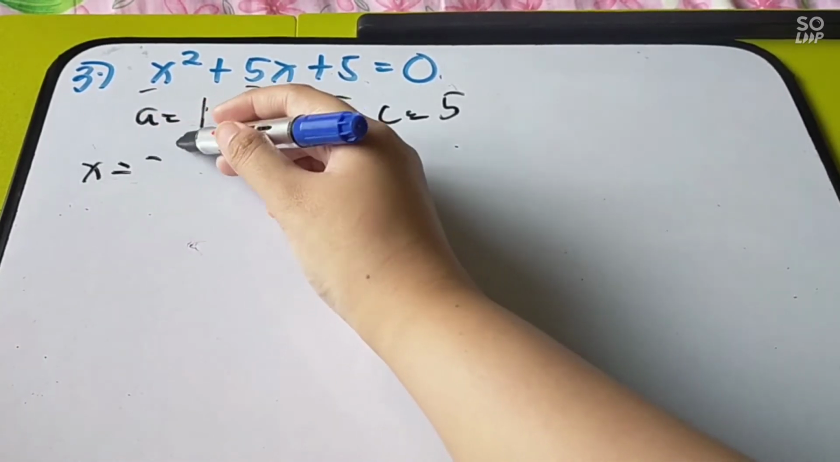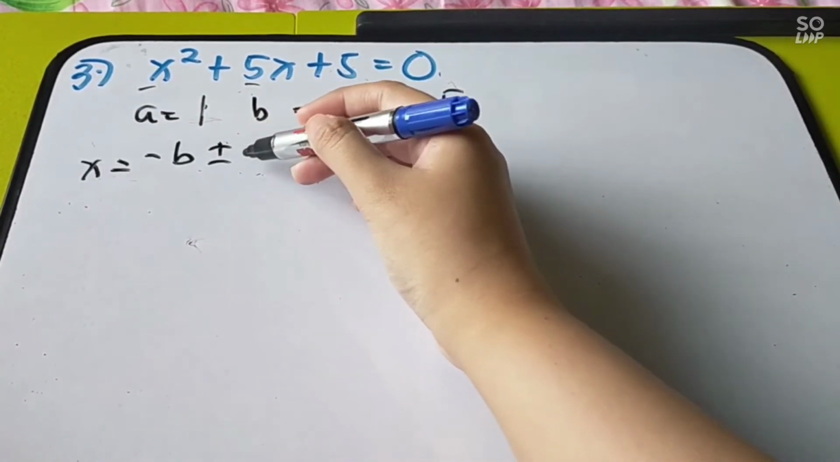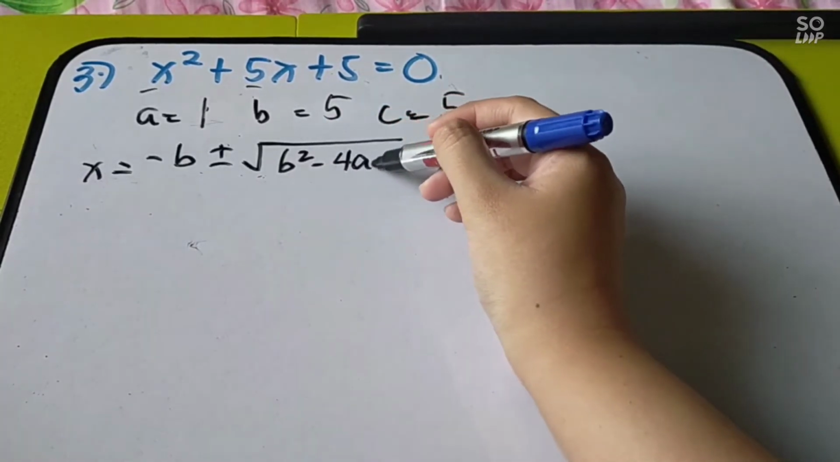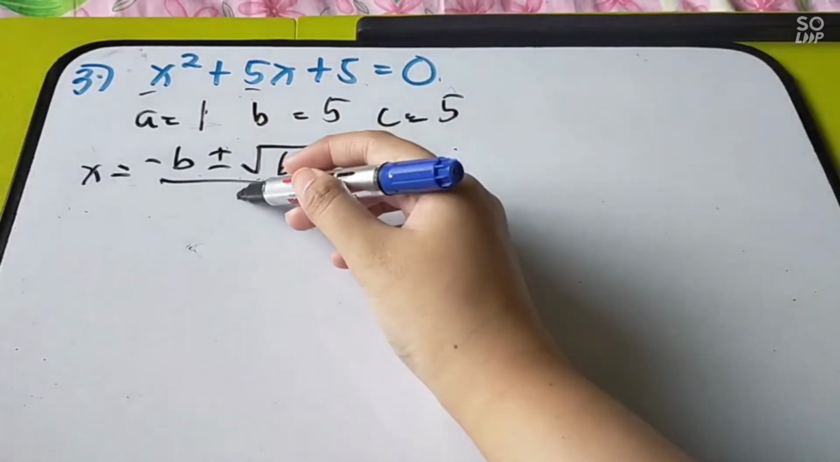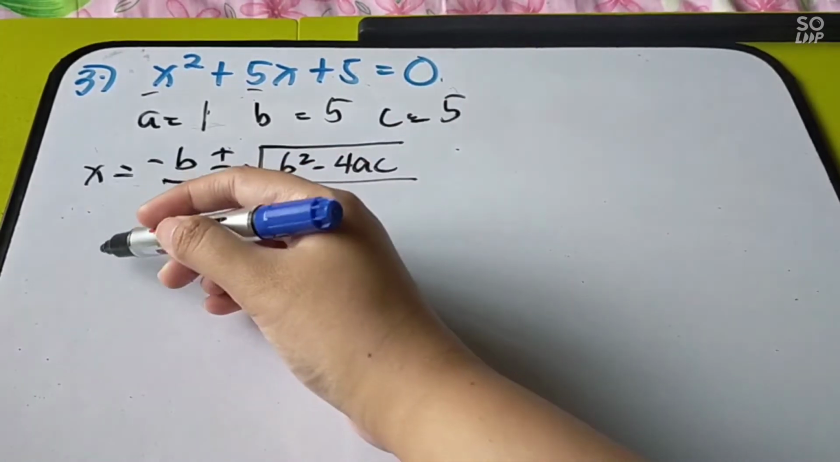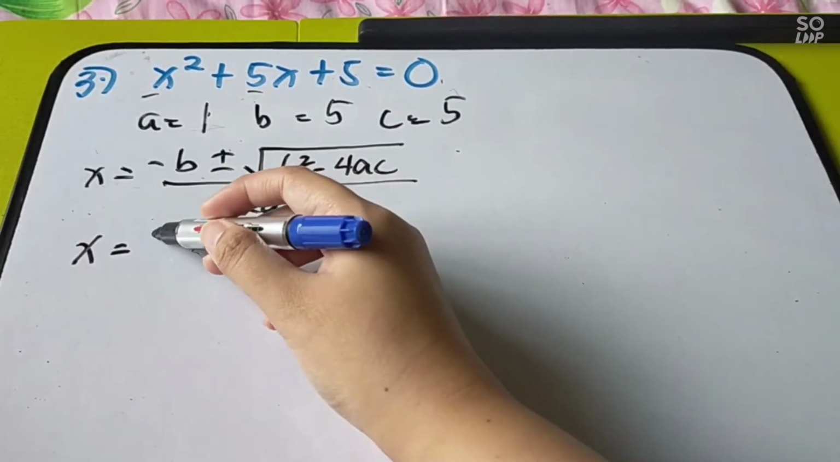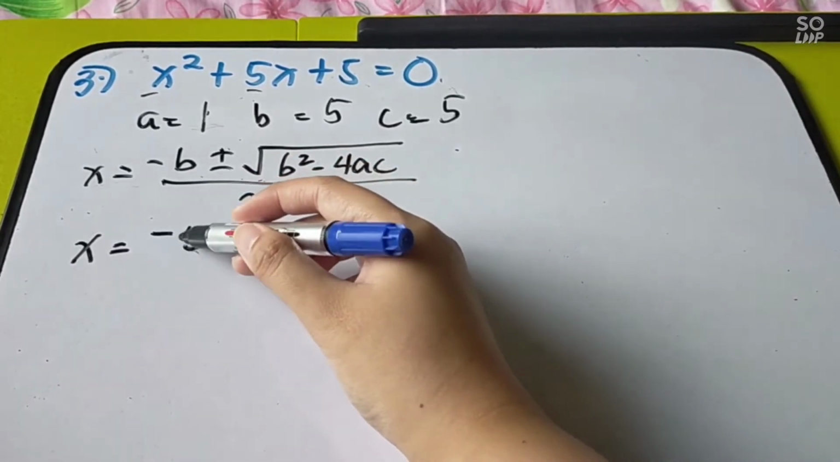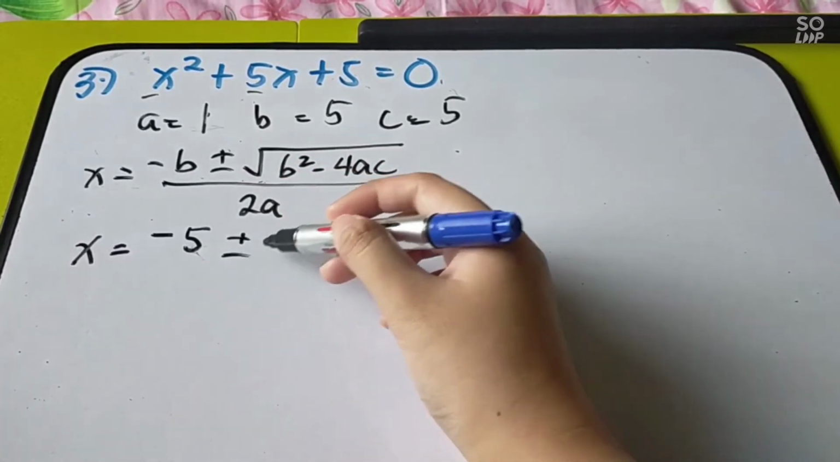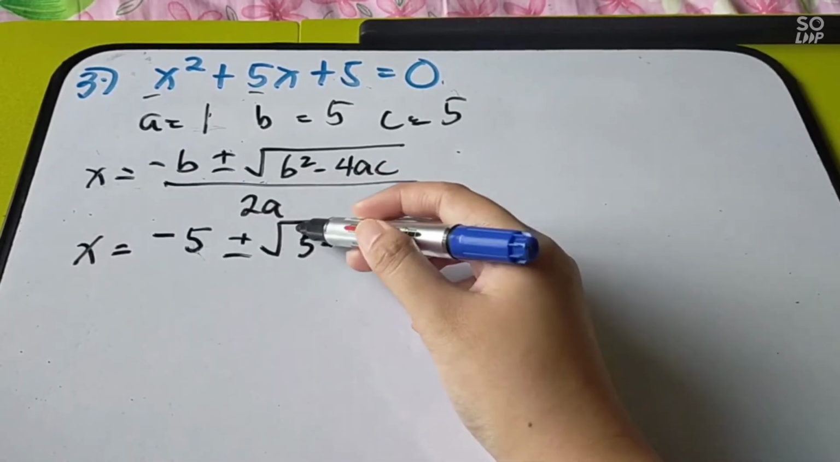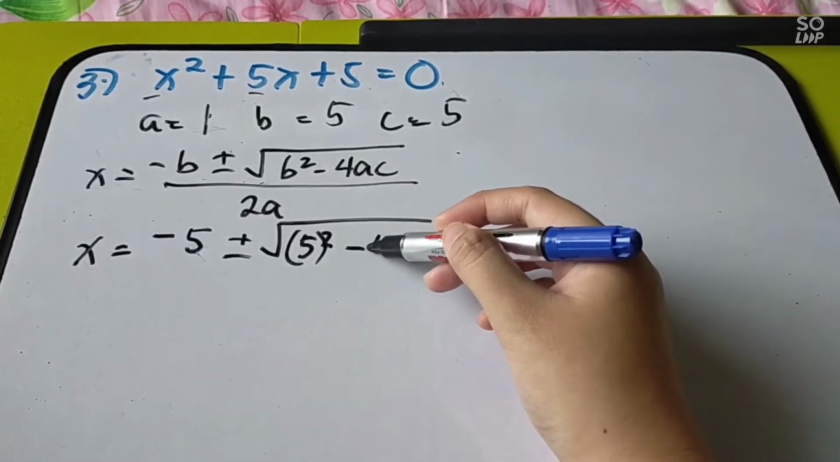Then let us have your formula. x is equal to negative b, positive, negative, square root of b squared minus 4ac, all over 2a. Then just substitute. So you have your x is equal to negative. Ang b mo, we have your 5. Just write 5. Positive and negative, square root of your b, which is 5 squared, minus 4.